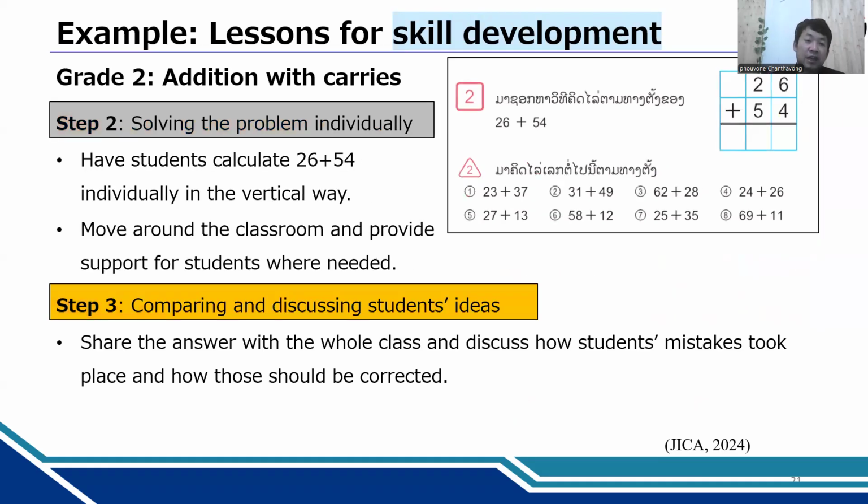After this understanding, it comes to step 2, solving the problems individually. A student might do the calculation because they already learned how to calculate this kind of addition, while the teacher should look around or move around to support the students when they are doing the exercise. After that is step 3, comparing and discussing students' ideas.